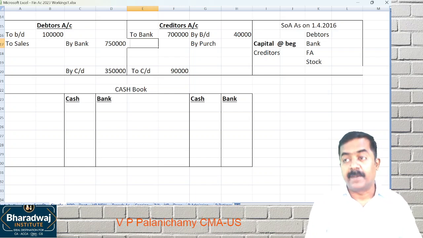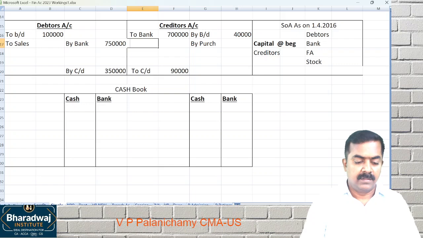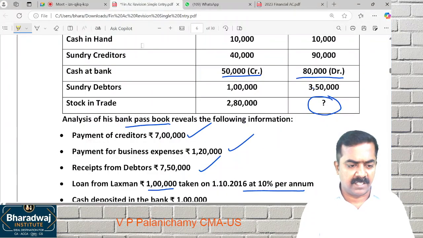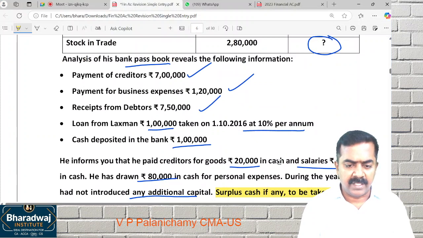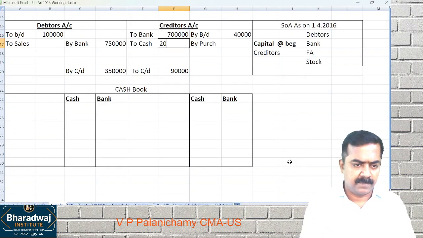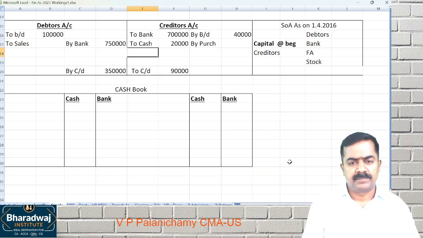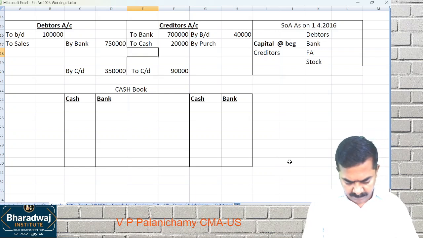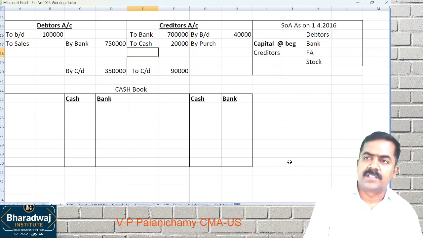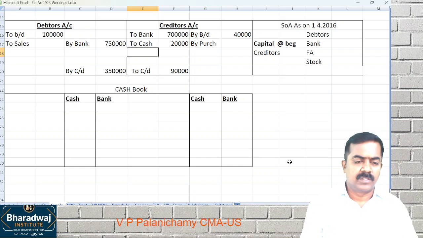To cash, how much is paid? It's not cash purchases. Paid to creditors by cash. Look at the last paragraph. 20,000 in cash. Then any purchase return, sales returns, no other thing.